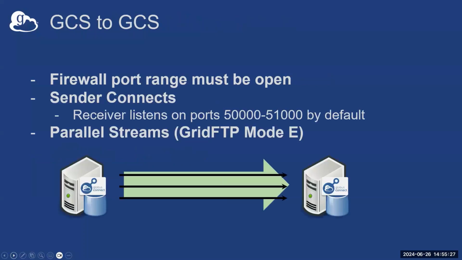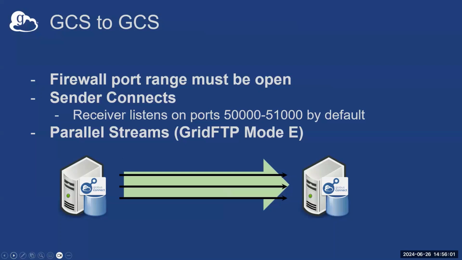Okay, so GCS to GCS. In this case, again, this is the case where we assume some control over the network. Any receiving GCS node, in order to form data channels, must have an open port range for listening, for TCP listeners. By default, it's 50,000 to 51,000. That is configurable, but that's the default. The sender is always the connector. So the listener needs to have that port range open and the connector will connect to it.